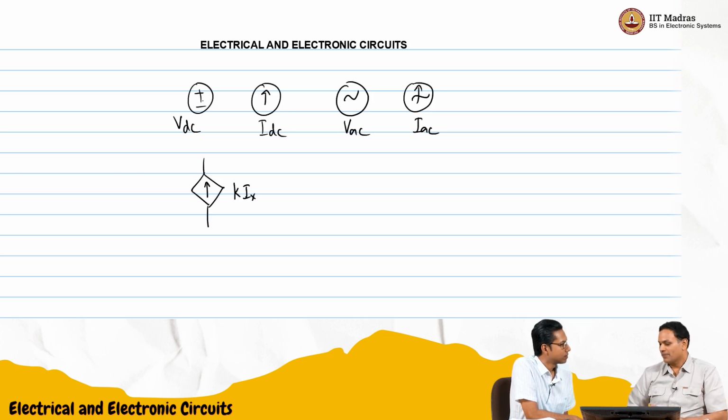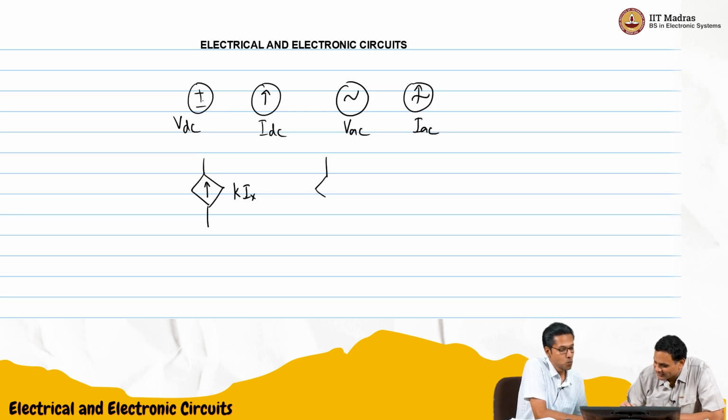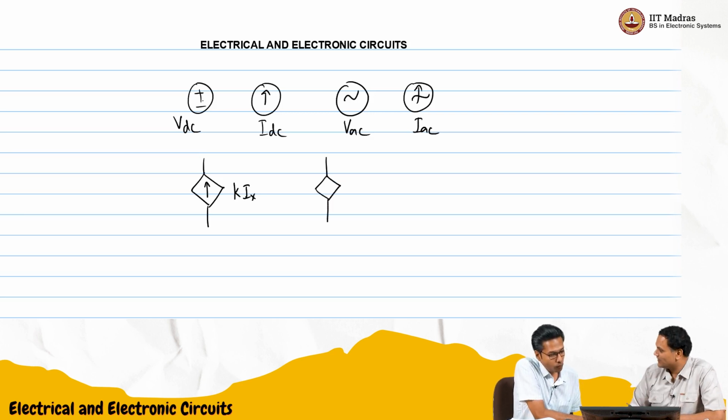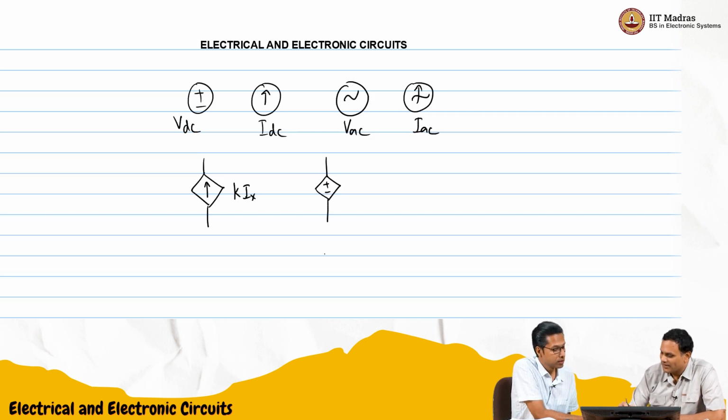So this diamond symbol represents a different kind of source, current or voltage source. I've also seen voltage sources like this. I think you may also have seen this with a plus and minus inside. Maybe it might say K times Vx, or something like that.